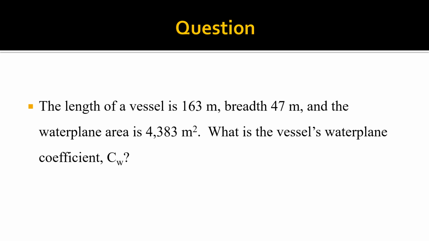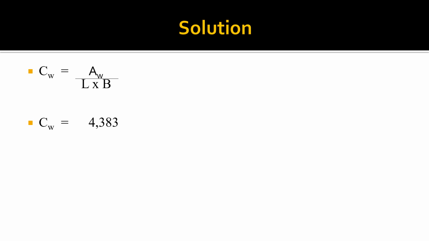Now we would transpose the formula where we have made CW the subject, where CW is equal to AW divided by L times B. That means CW would be equal to AW, which is 4,383, divided by L, which is length, 163, and B, which is breadth, 47. That gives us 4,383 divided by 7,661. Square meters will eliminate square meters, and so we will get 0.57. As you know, CW doesn't have a unit.